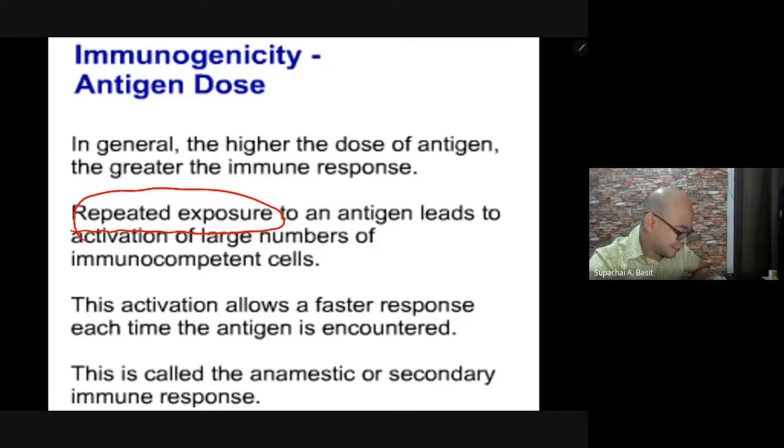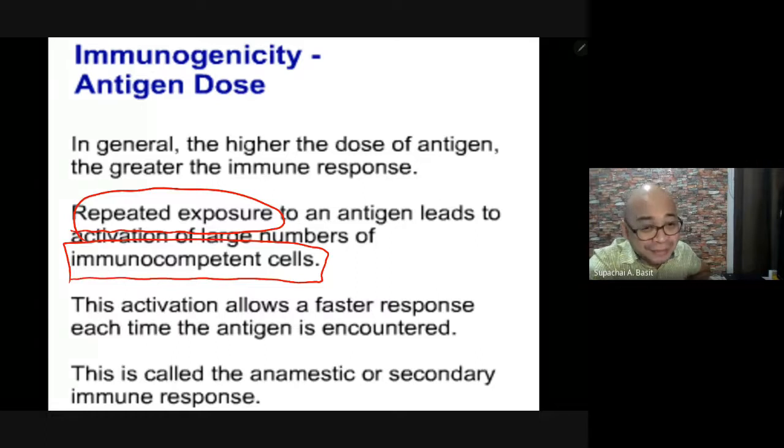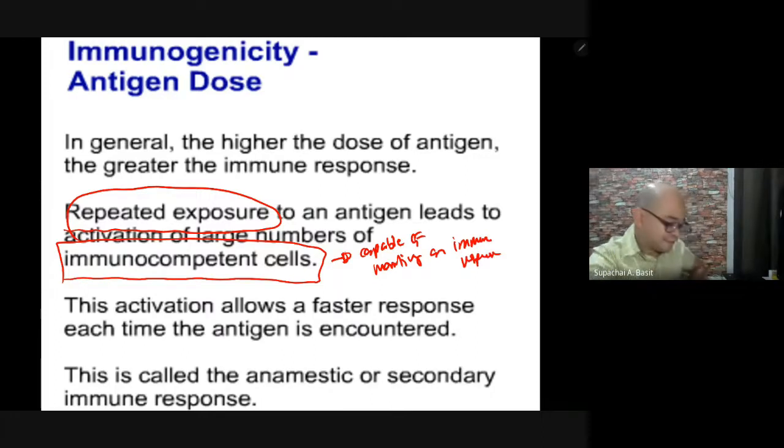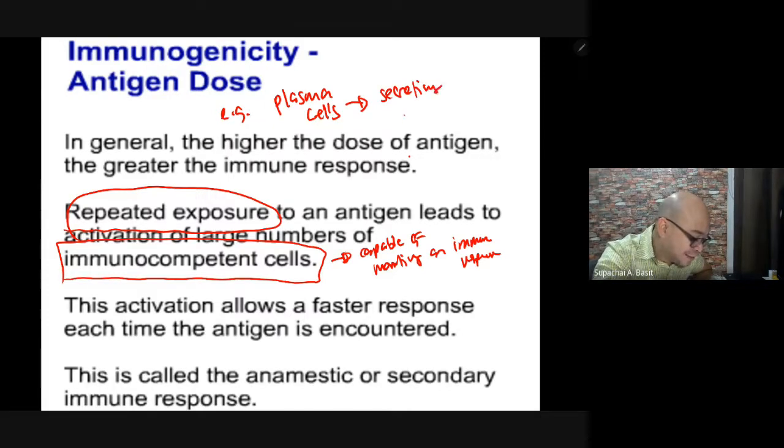Repeated exposure to an antigen leads to a large number of immunocompetent cells. Okay, so what do we mean by immunocompetent cells? When we say immunocompetent cells, these cells are actually capable of mounting an immune response. For example, plasma cells. Plasma cells would become immunocompetent if they are capable of secreting antibodies. Okay, so that's what we meant by immunocompetent cells.